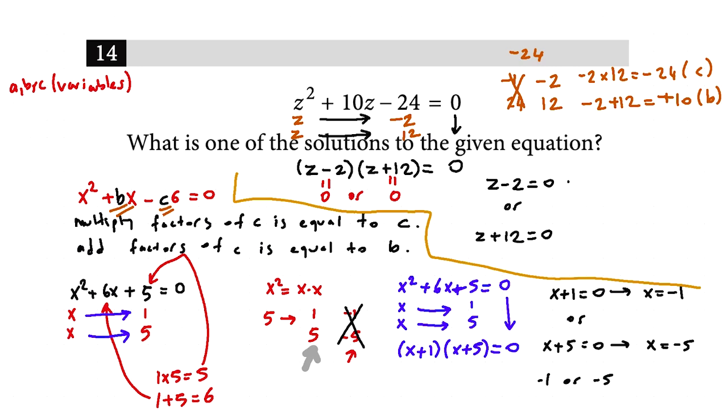From here, the value of z is positive 2, or from here, the value of z is equal to negative 12. Based on this, we have our correct answer: 2 or negative 12. You can write either one in the answer sheet on your computer and submit it. Either one is correct, positive 2 or negative 12. Thank you.